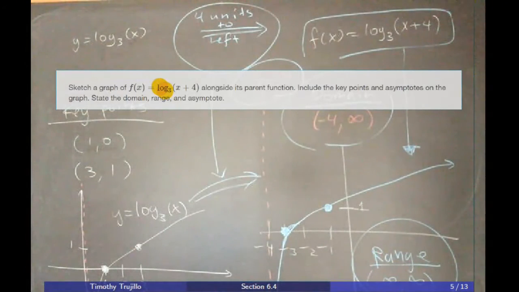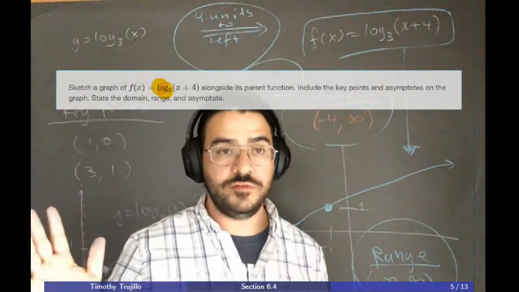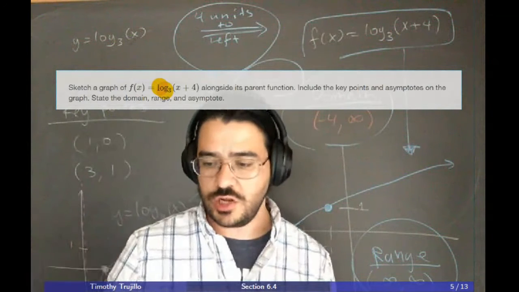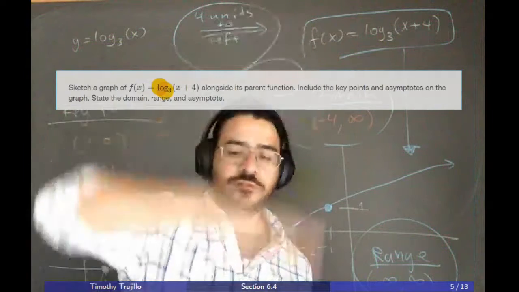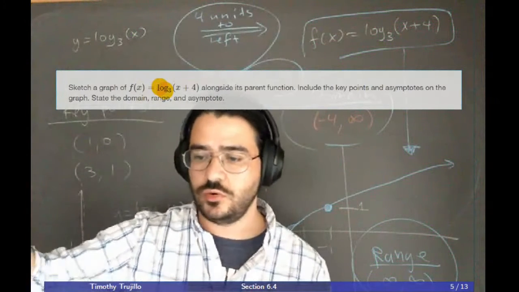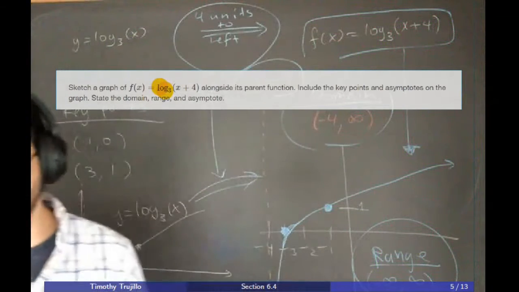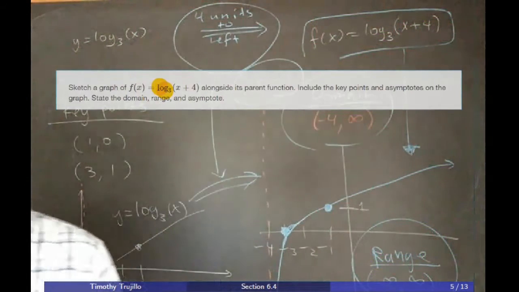Okay, so shifting to the left or the right is really one of the toughest things to do with a logarithm because it's going to change the domain and the vertical asymptote. If we were to just shift up and down, then things don't really change at all, right? The range is not going to change. The vertical asymptote is not going to change. It's not going to move to the left or right. So vertical shifts up and down are a little bit easier to deal with.